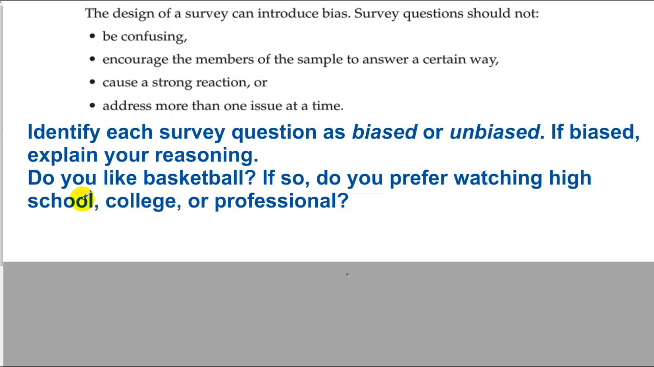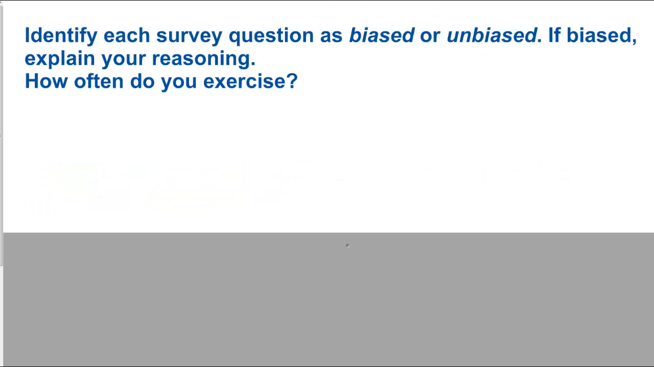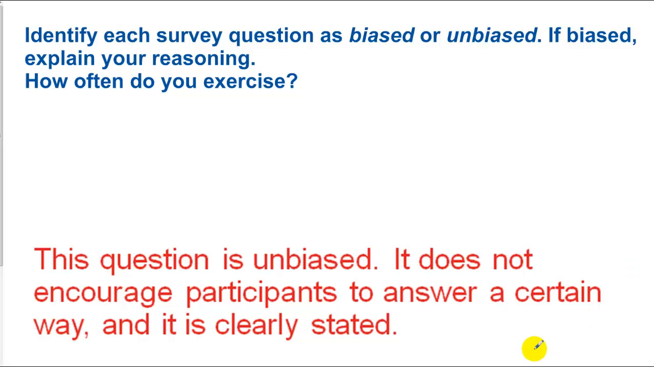So in this first one, we asked, do you like basketball? And if so, do you prefer watching high school, college, or professional? Well, clearly in this problem, they've asked more than one question. So this is going to be a little biased because more than one question's been asked. Secondly, we'll ask people, how often do you exercise? We want to know if that's biased or unbiased. Well, if those 4 situations were the only thing we're going to use to determine bias and unbiased, this is clearly unbiased because it doesn't encourage people to answer a particular way.